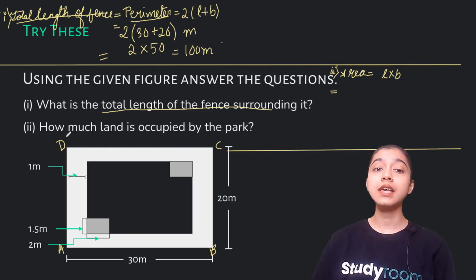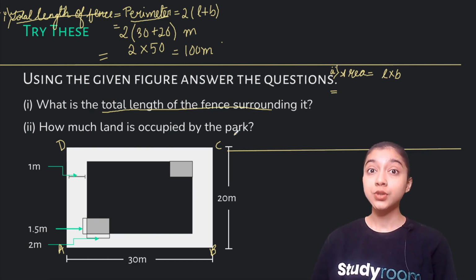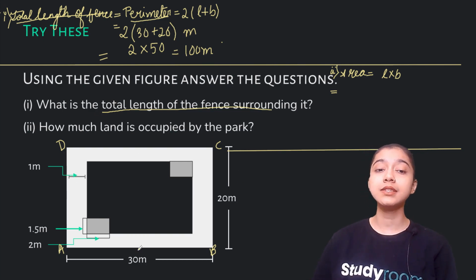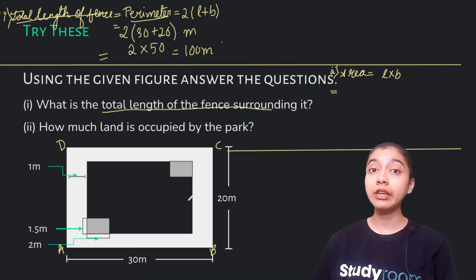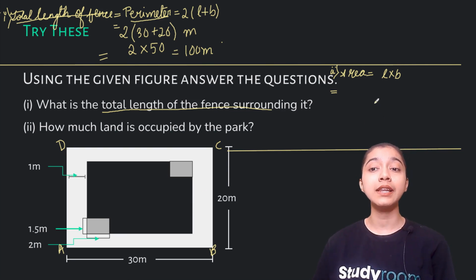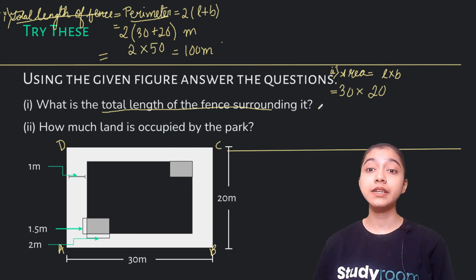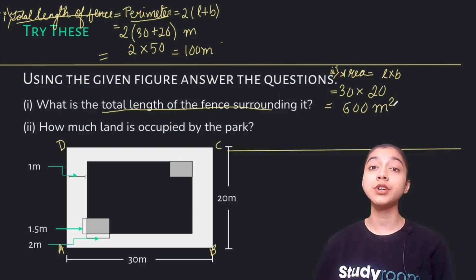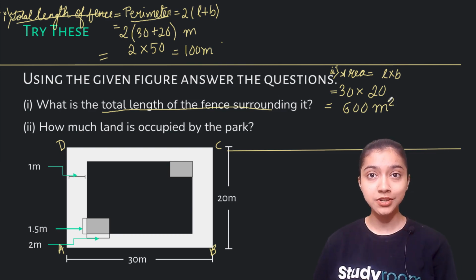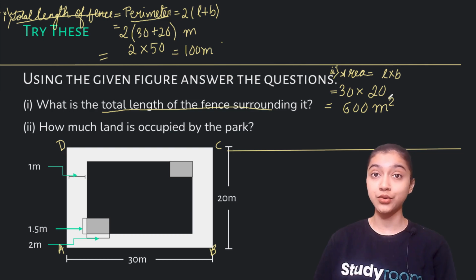Now the second question is, how much land is occupied by the park? So we have to find the area of land within this rectangular park. The area of a rectangle is length multiplied by breadth. The length we have is 30 meters, multiplied by breadth, that is 20 meters. So the area within the park is 30 into 20, that gives us 600, and the unit of area is square units, so we'll have meter square. So the area of the park is 600 meters square and the length of the fence required will be 100 meters.